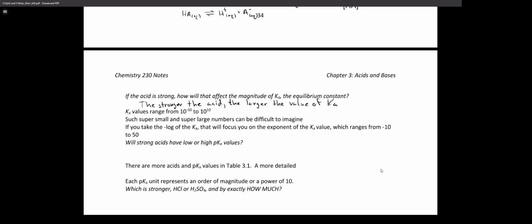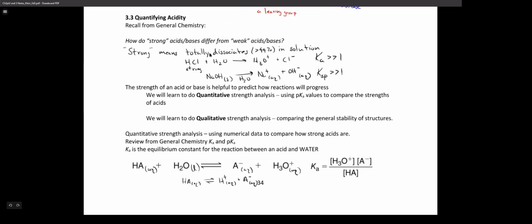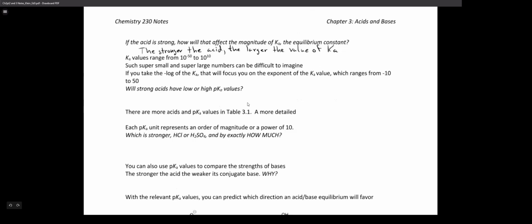The weaker the acid, the smaller. In Chem 140, what do we never worry about the Kas of? We never worried about the Kas of strong acids. Because remember, we said what? They totally dissociate, and we didn't worry about it. We just said the Ka is much greater than 1, and we left it at that.